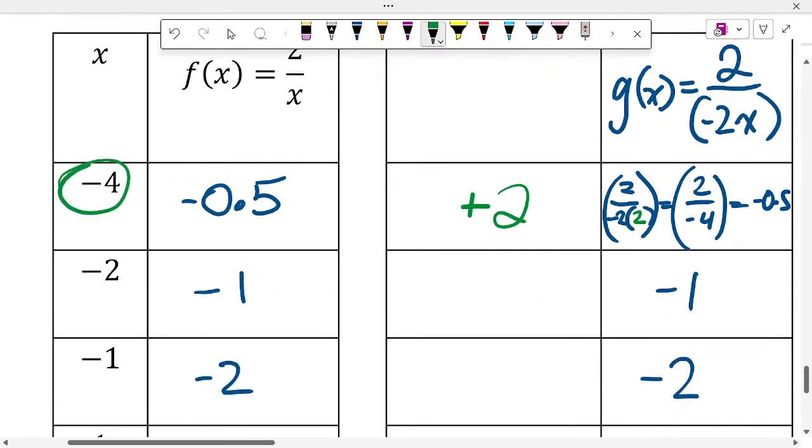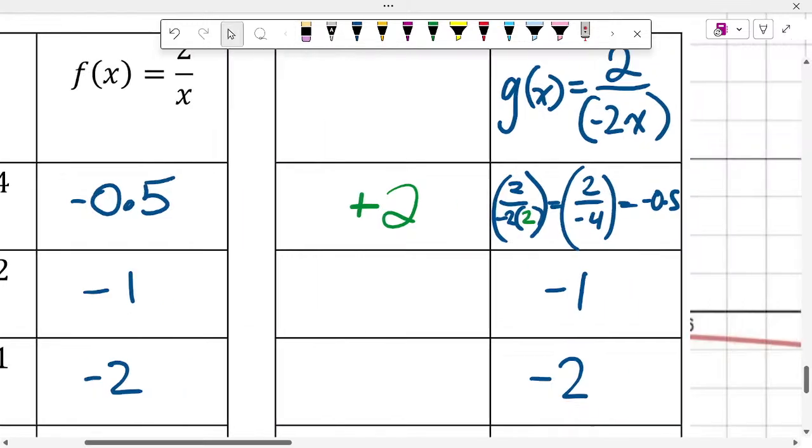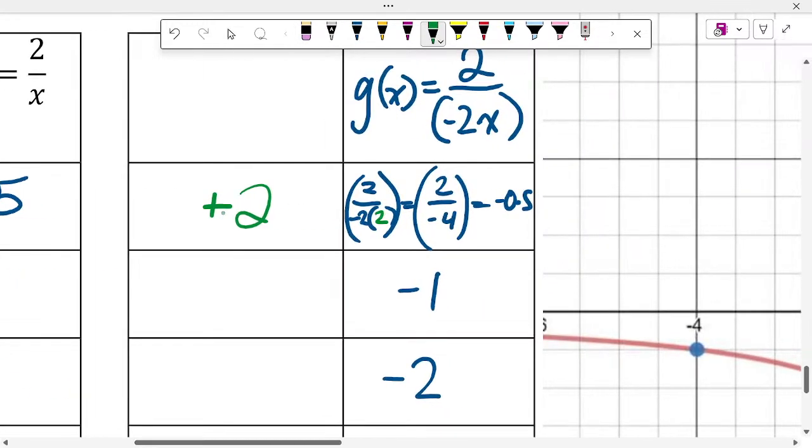So, to get the effect that the old x of negative 4 had, what did I actually have to put in? Positive 2. Does that kind of make sense? And again, if it doesn't, that's okay, because we're just going to remember what do our x's do to us? They lie.